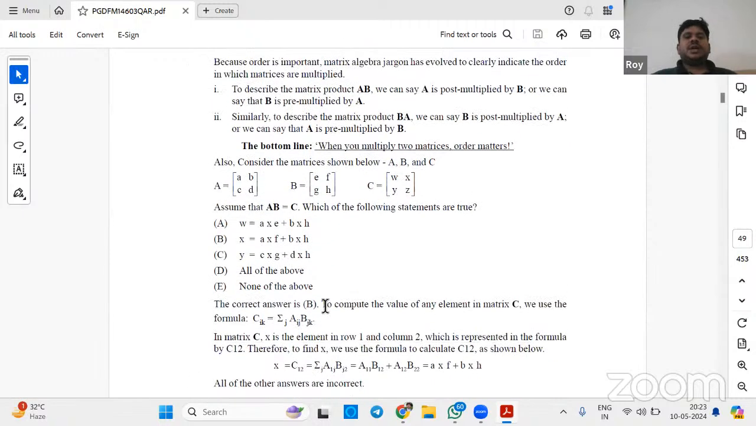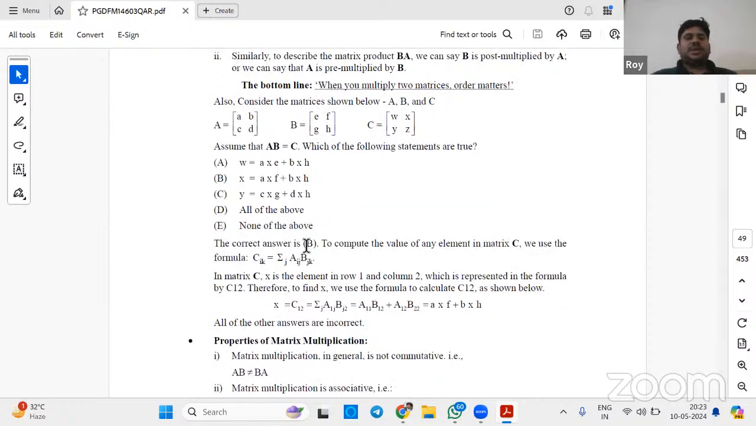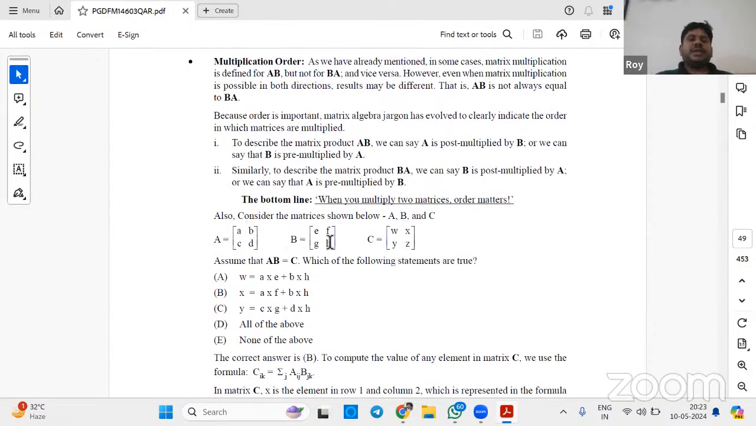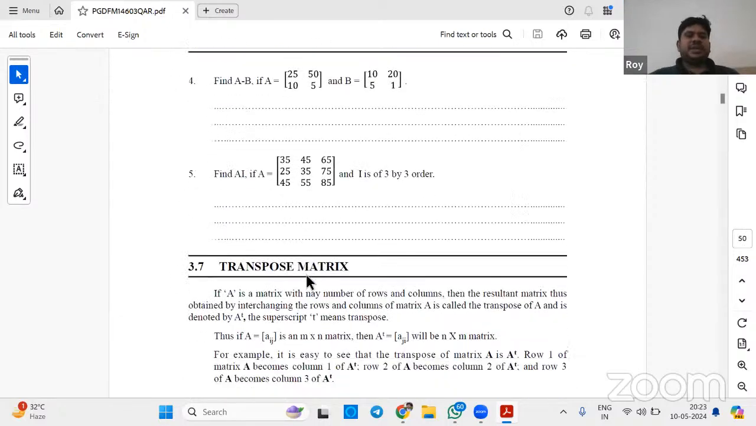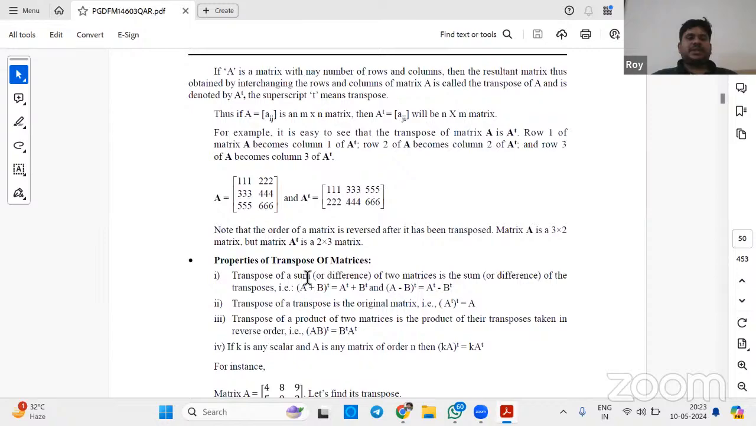Now, what is the right answer actually? AB is equal to C, I am saying. Which of the following is true? The correct answer is B. Why? Because A into F plus B into H. But here the first one, A into E plus B into G. If G is there, the first one should be correct, right? Based on this, matrix multiplication we can also do. Transpose matrix is done.